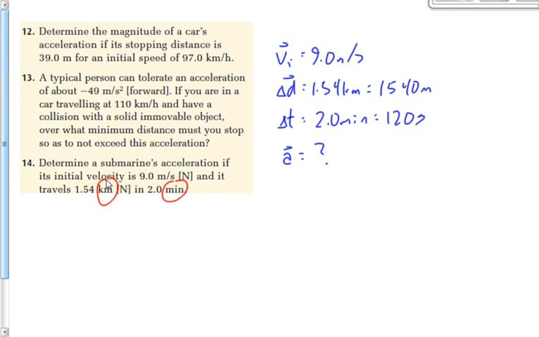What do you want to try here for our last kick at this? What do you want to try for this one? It's a group B problem, right? So we can't use V equals D over T. The rest of them are all valid. Pick one. Hopefully you pick the right one, but if not, that's okay.